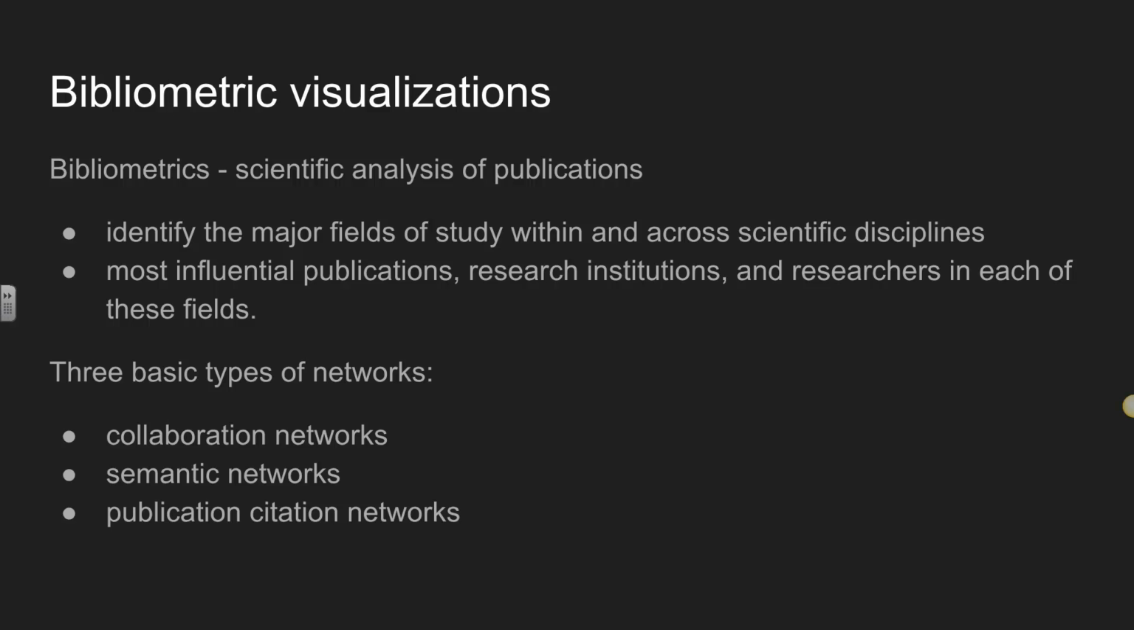And the idea is that you can create a network between different publications. There are three basic types of networks that are studied. Collaboration networks, which show what universities and what authors are working together. Semantic networks, where you look at keywords within publications. And then publication citation networks, to look at what papers authors are citing, and how one paper relates to another in terms of citations.